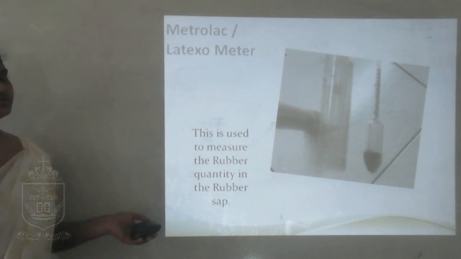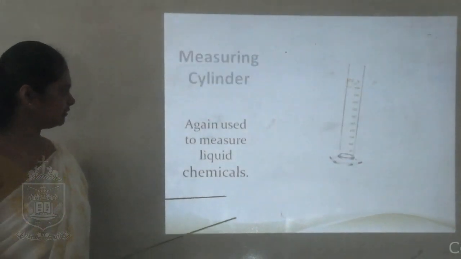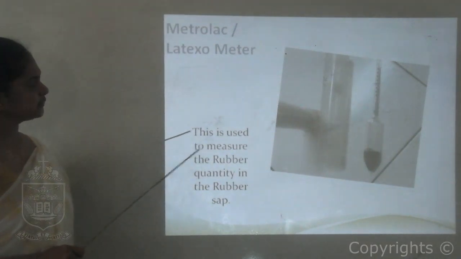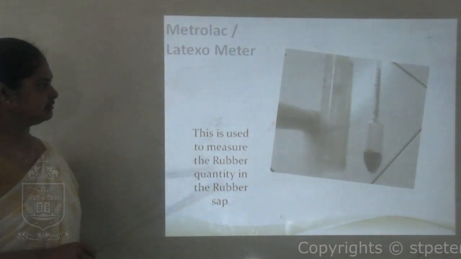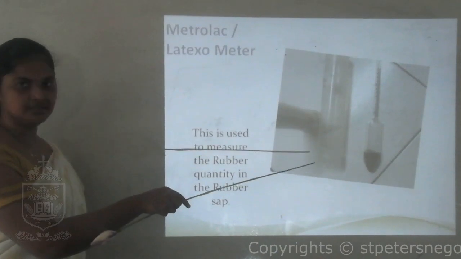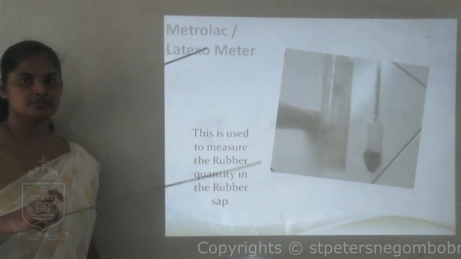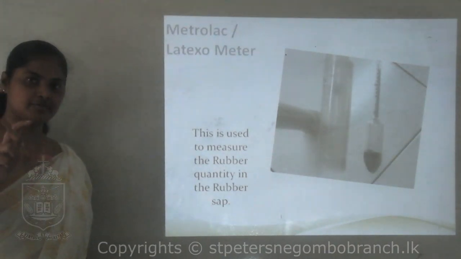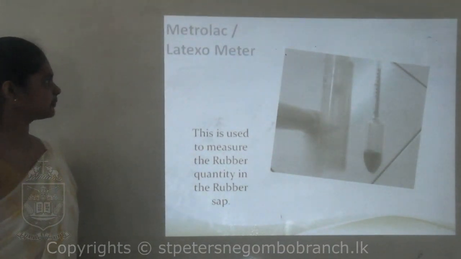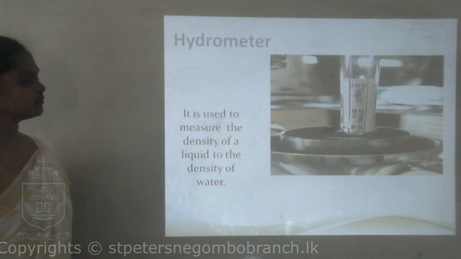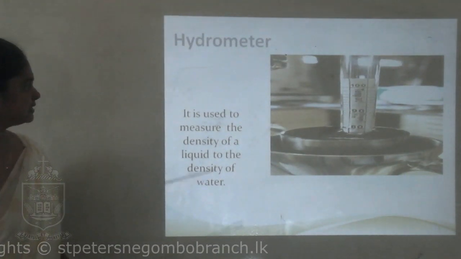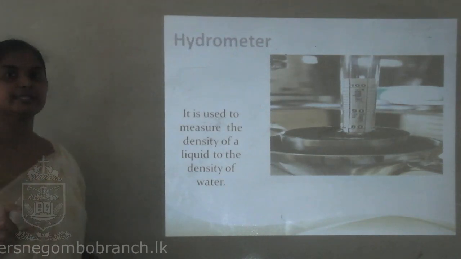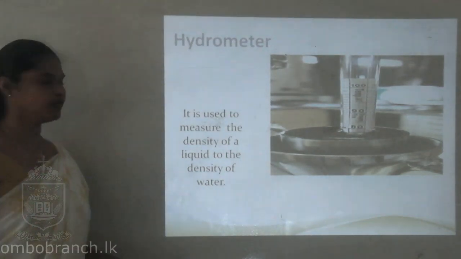And then we are going to move on to the metrolacmeter, or the latex meter. We use the metrolacmeter to measure the quantity of rubber in a rubber sample. Hydrometer. This is used to measure the density of liquids relative to the density of water.